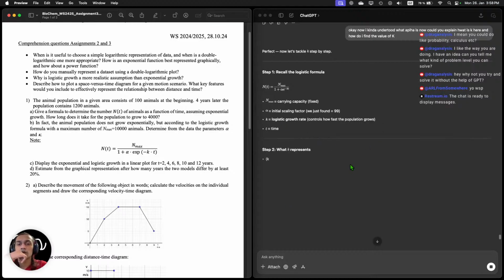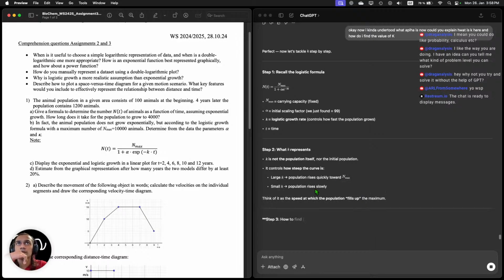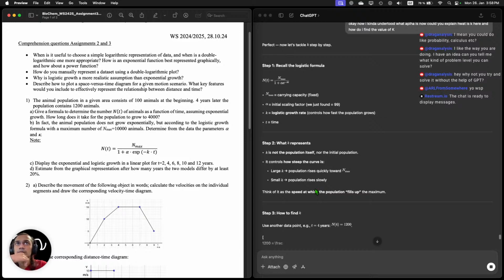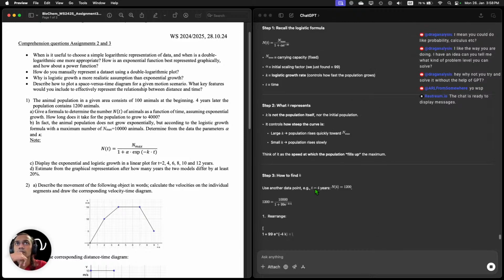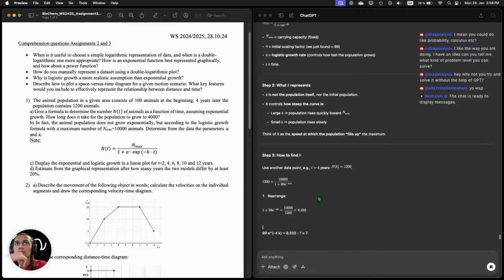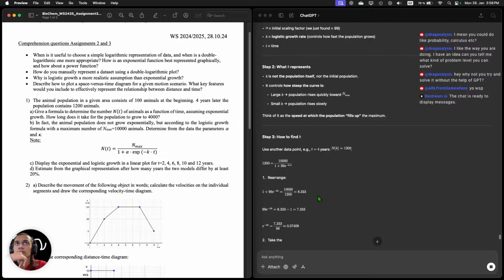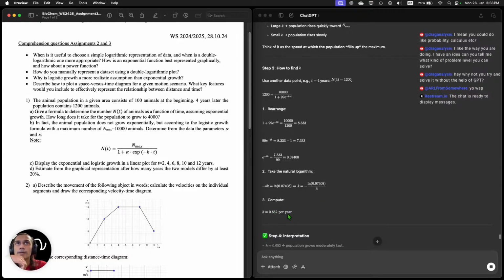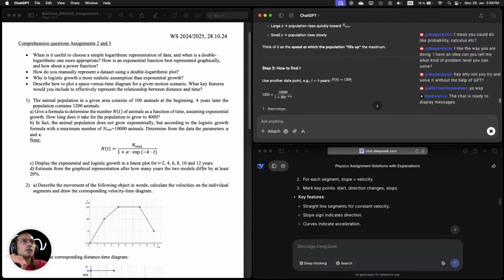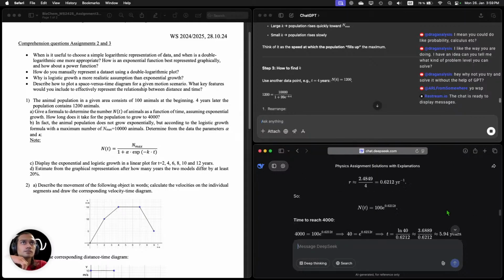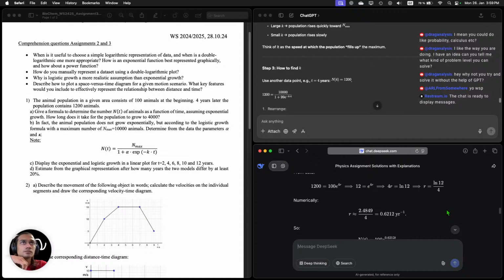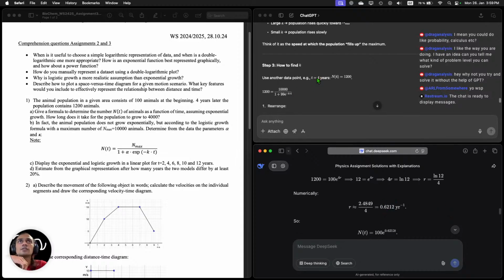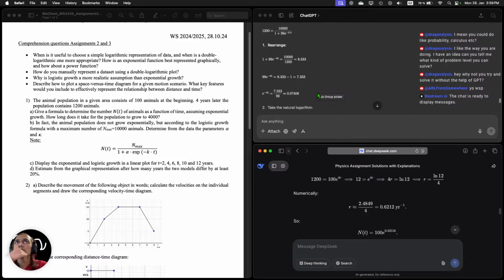K, logistic growth rate? Oh, we found the growth rate already. Or is it going to be different this time? No, it's different. Take the natural logarithm. No, that's the same number. 0.6. No, okay, it's different. Okay, now the rate is different.